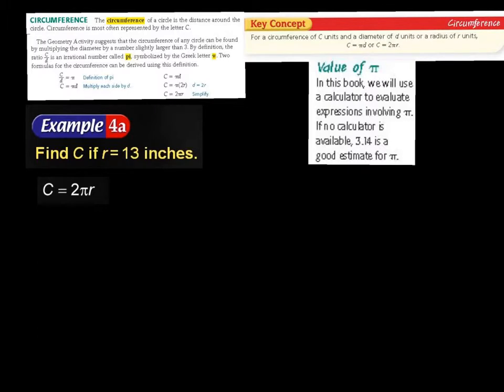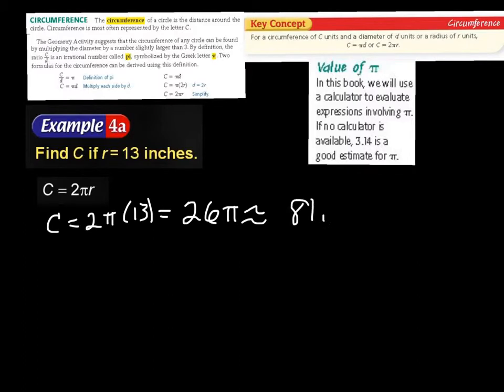Find C if r equals 13 inches, so we're using our C equals 2 pi r. In this book, they use the value of pi in a calculator, so we can just type in the pi button times 13. On our fancy calculators, it will leave pi as pi, so it equals exactly 26 pi. That's exact without rounding. Or if we want to round to the nearest hundredth, we would get 81.68 inches.